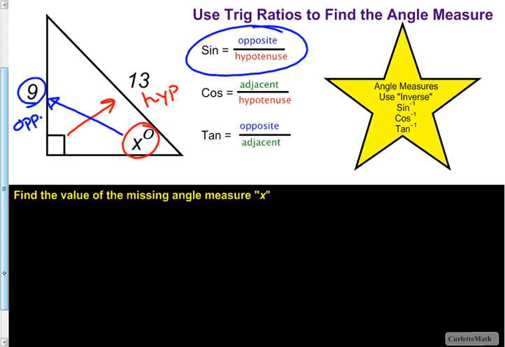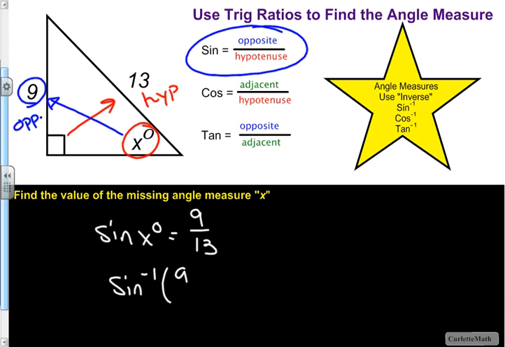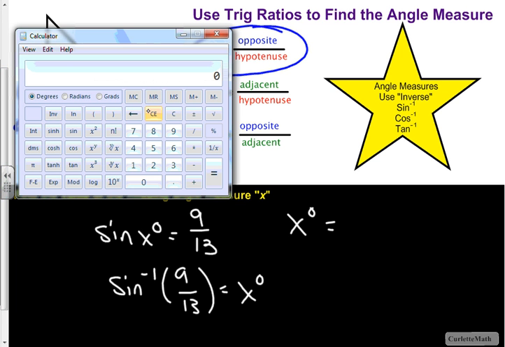So our sine from that angle measure, we don't know that angle measure, so it's x degrees, equals 9 divided by 13. To find that degrees, remember we use the inverse, so the sine inverse of 9 over 13 is going to equal x degrees. X degrees is going to be, going to our calculator, let me clear out our last answer, 9 divided by 13 equals, hit your second button, find your sine, and hit equals, and we get 43.18 degrees.